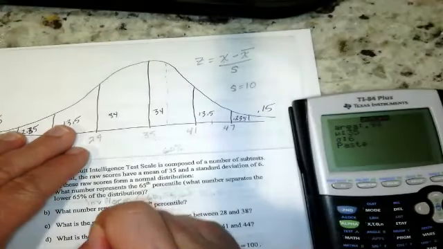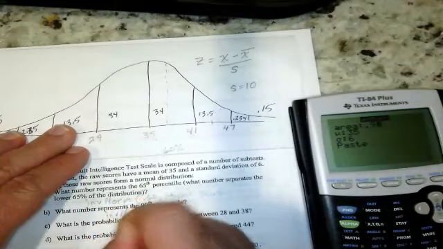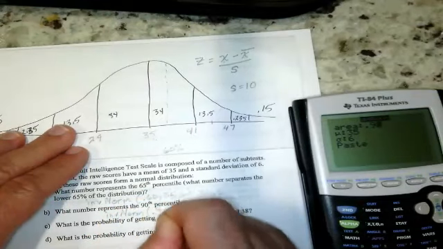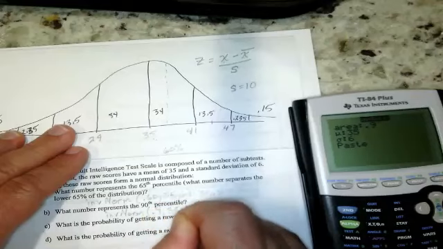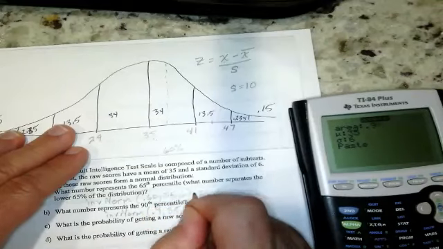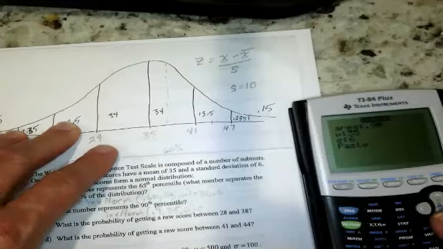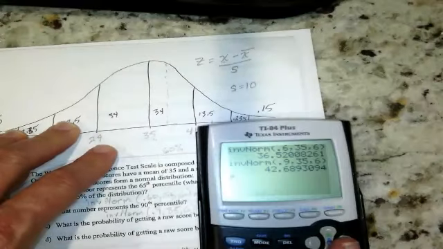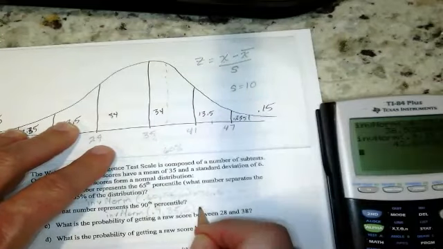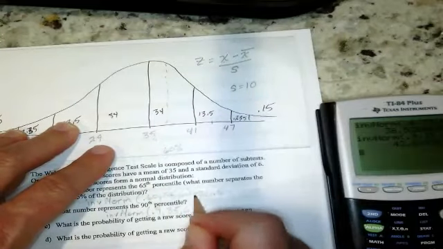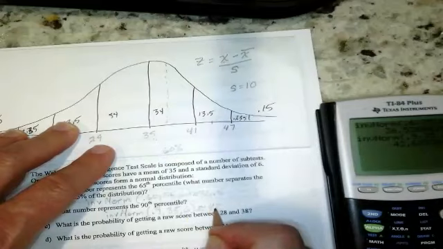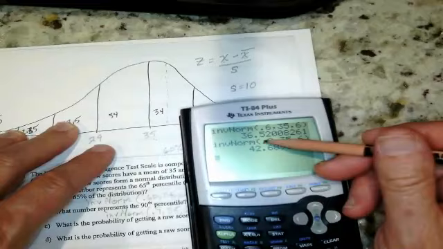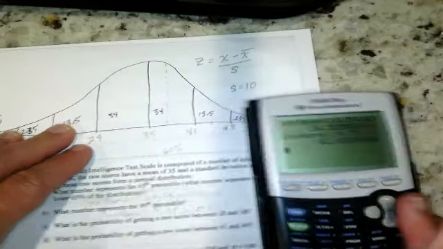So again, it's inverse norm, 0.9, 35, our mean, standard deviation of 6, and that's going to equal, paste, 42.7 is what we're going to say. We're going to say about up here as well, 42.7. Using the inverse norm, we find the area under the curve, the percent, the mean, the standard deviation.